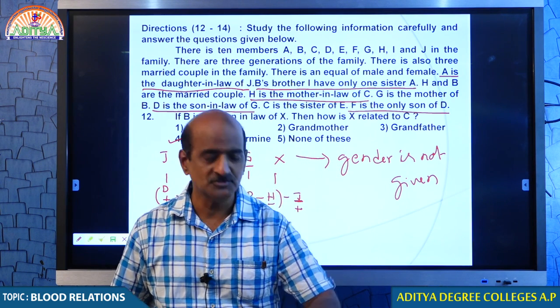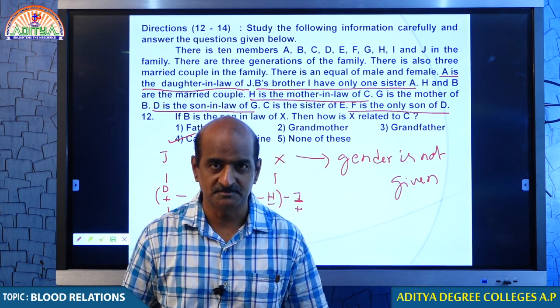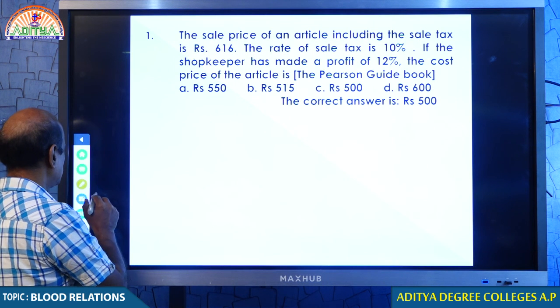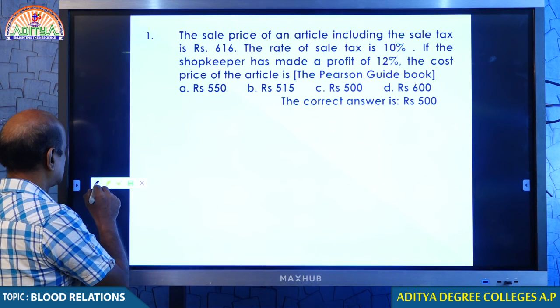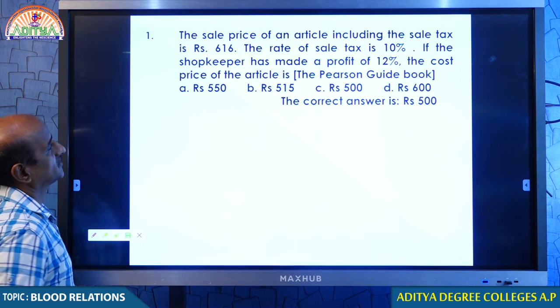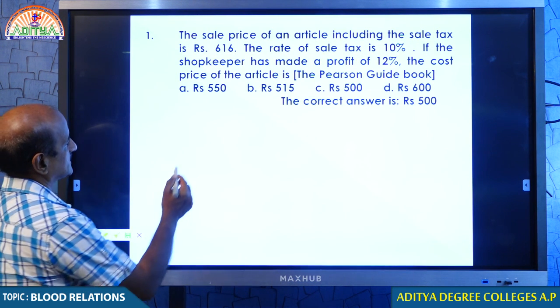Take a break for 5 minutes, students, and we come back and discuss yesterday's paper. Okay? Thank you. Students, now we come to yesterday's question paper. I don't want to waste your time. I just want to make some important points. The sale price of an article including the sales tax is 616.